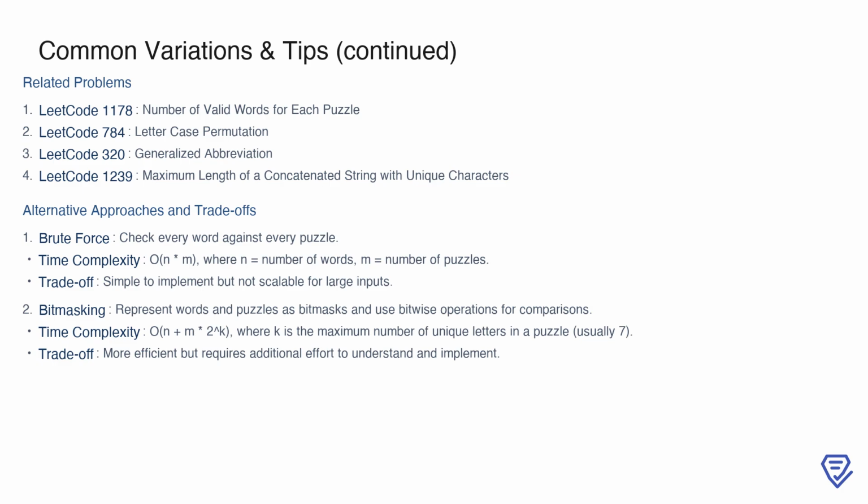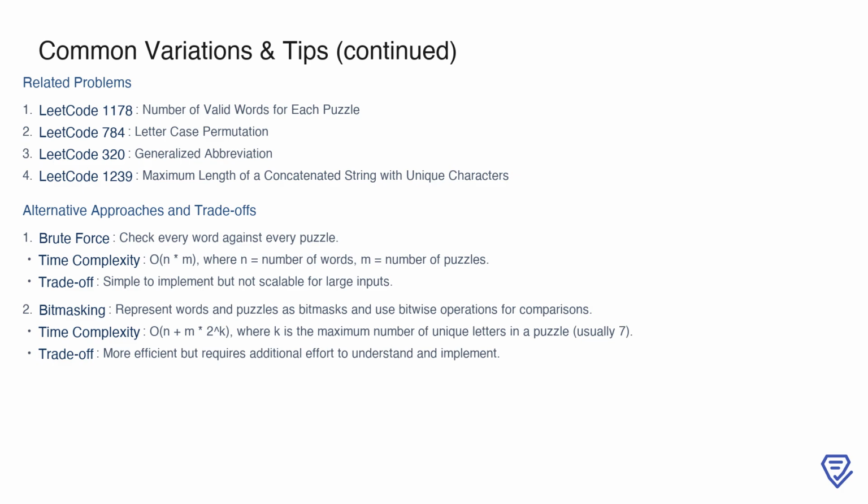Some problems that are conceptually similar include LeetCode 784, letter case permutation, and LeetCode 320, generalized abbreviation, which involve generating combinations or subsets. Another example is LeetCode 1239, maximum length of a concatenated string with unique characters, which also requires careful handling of constraints. When considering approaches, brute force is the most basic method, where you check each word against every puzzle. While simple to implement, its time complexity of O(N * M) makes it impractical for larger datasets.